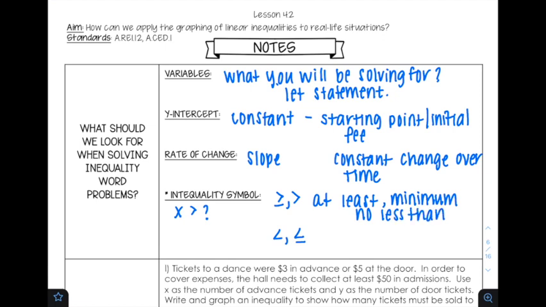Then for your less than and less than or equal to, at most, or the maximum. You cannot go higher than that total. So X has to be less than or equal to a value, or X can't go over this value and can't be that value. So it'd be no more than is another key phrase.